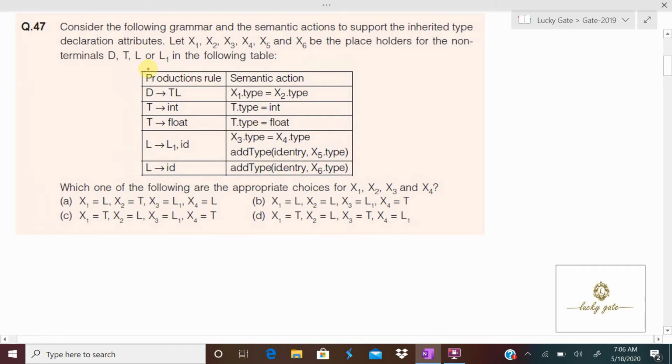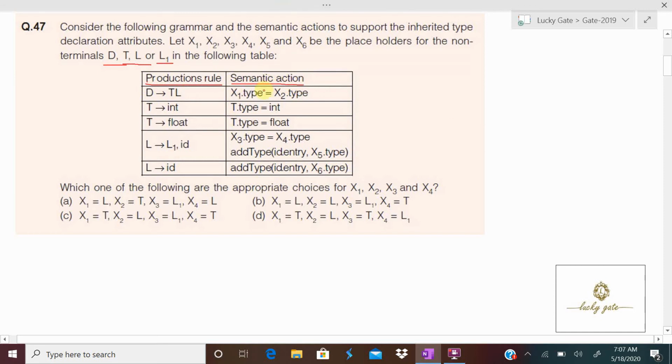Here is a question on compiler design. It is asked in GATE 2019 for 2 marks. Now understand the question. Consider the following grammar and the semantic actions to support the inherited type declaration. Attributes x1, x2, x3, x4, x5, x6 be the placeholders for the non-terminals D, T, L or L1 in the following table, and these are the production rules given and the corresponding semantic actions also mentioned.